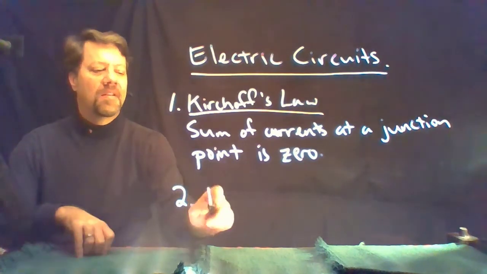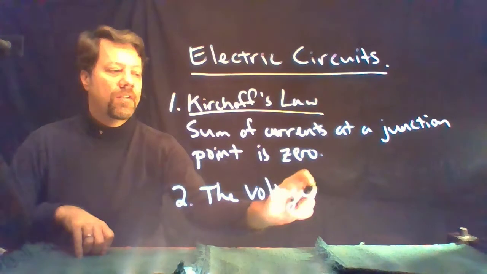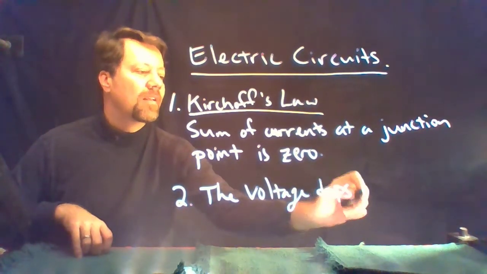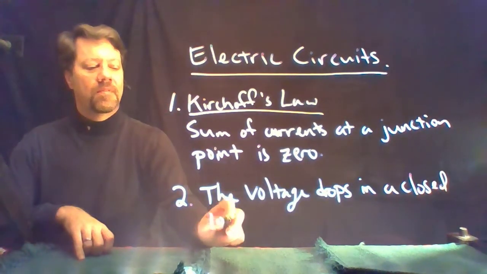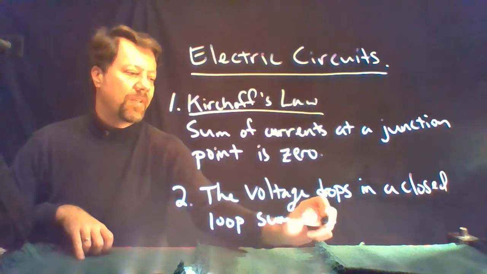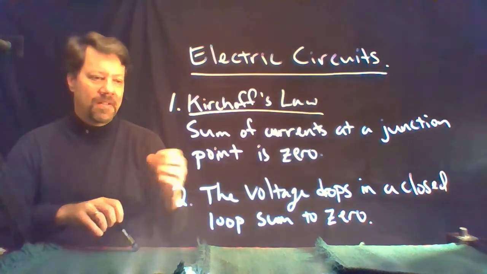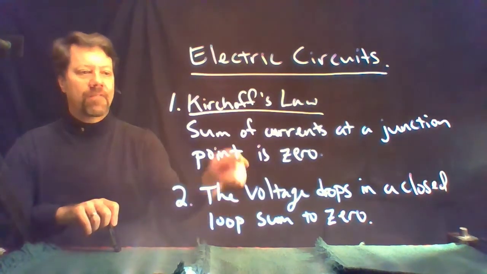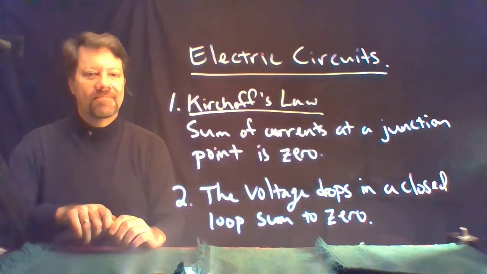Second, the voltage drops in a closed loop sum to 0. The idea there being that the electromotive force that you're imposing on that circuit is completely accounted for by the voltage drops through all of the electrical components.